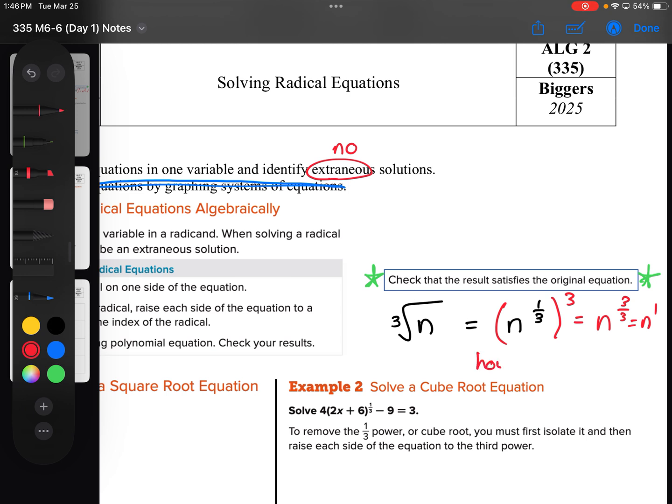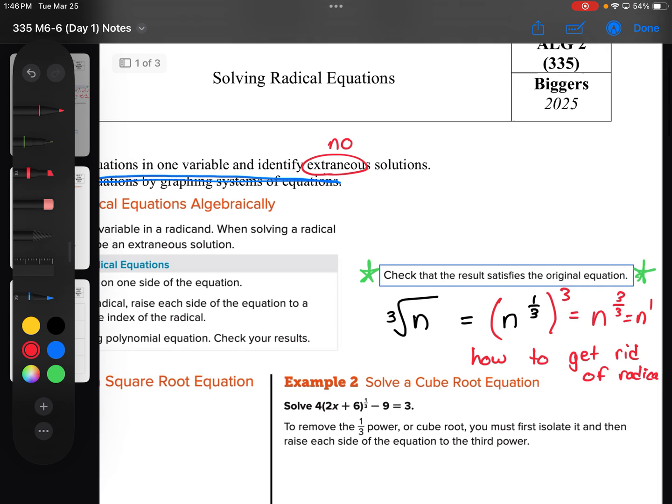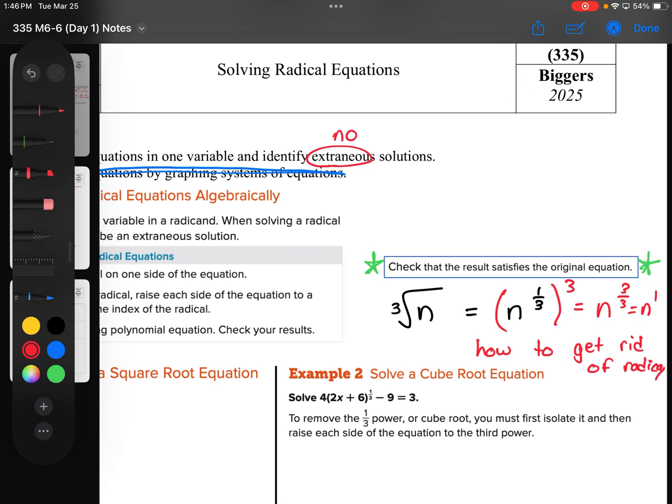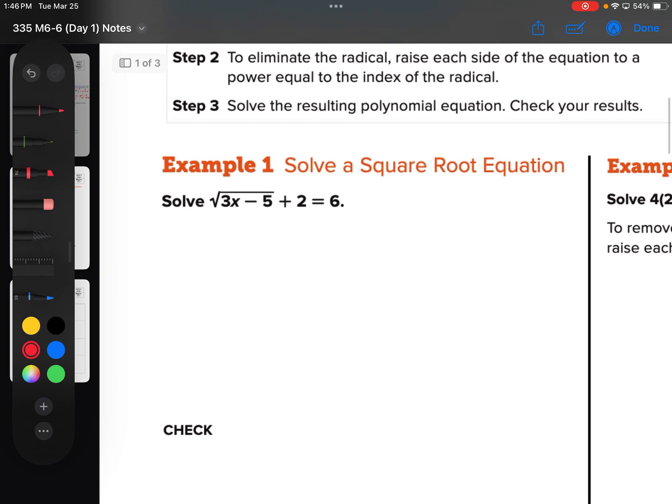So this was how to get rid of a radical. Okay. Let's go ahead and start with this first one. Step 1, you're going to want to solve for the radical symbol, okay? So if there's anything outside of the radical symbol, you need to move it to the other side. So right off the bat, I'm going to line up my equation and subtract 2 from both sides. Rewrite everything, and you'll get the square root of 3x minus 5 is equal to 4.